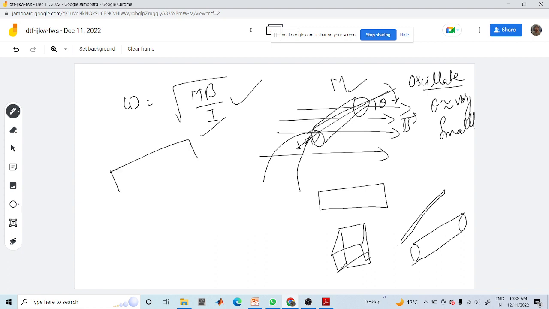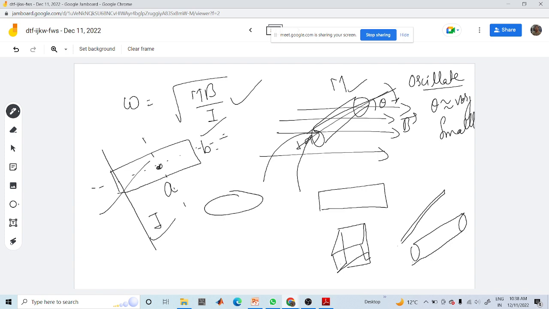Suppose we have a rectangular shape, with length a and b, and it is rotating about this axis. So you have to know the moment of inertia of this shape around this axis. If I rotate from here, the moment of inertia will be something different. Suppose we have a circular disc, from the center it will be different, from here it will be different, and if you rotate about this axis, again different.